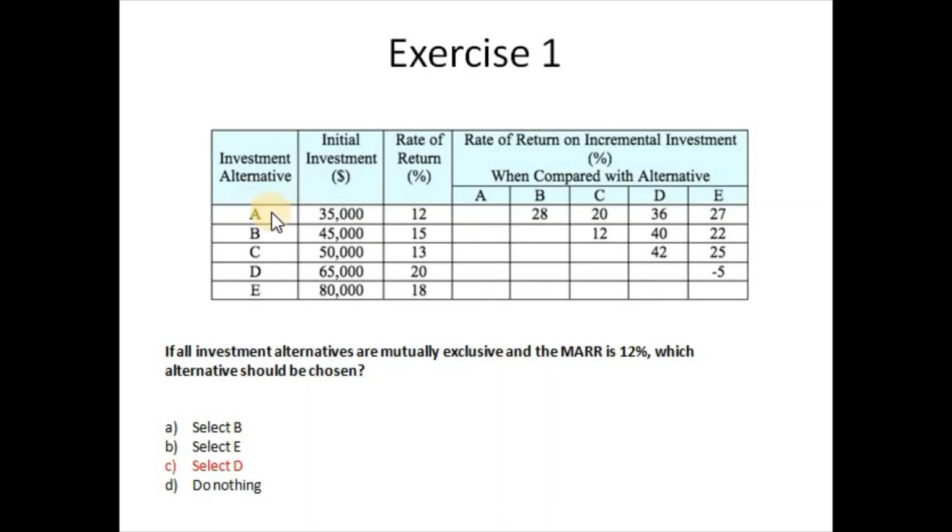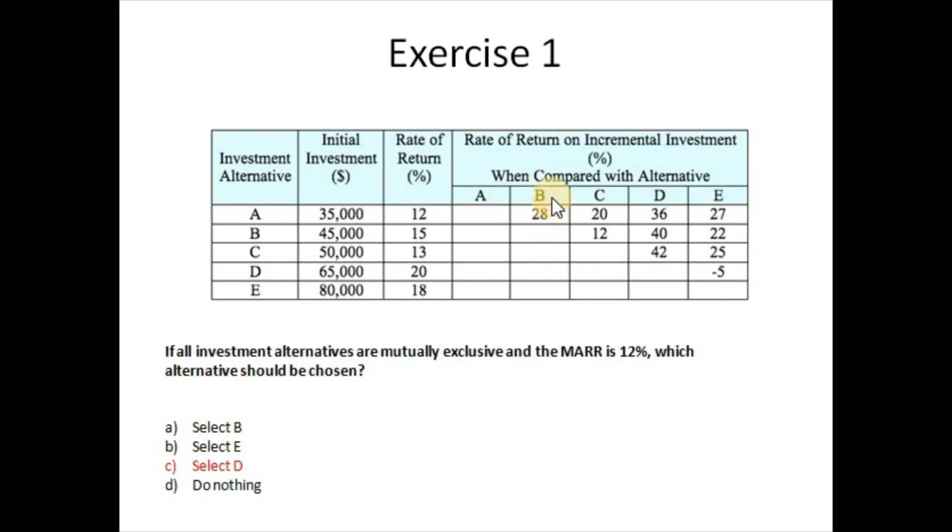First of all, since A is the base alternative with the least initial investment, it's going to be the first one to be compared with the next one, which is B. So I'm going to say here IRR of B minus A. You see here B, comparing B to what? To A. So the IRR of B minus A equals 28%. Is it greater than the MAR of 12%? Yes. So which one is better? I'm getting the IRR of B minus A, so B is better.